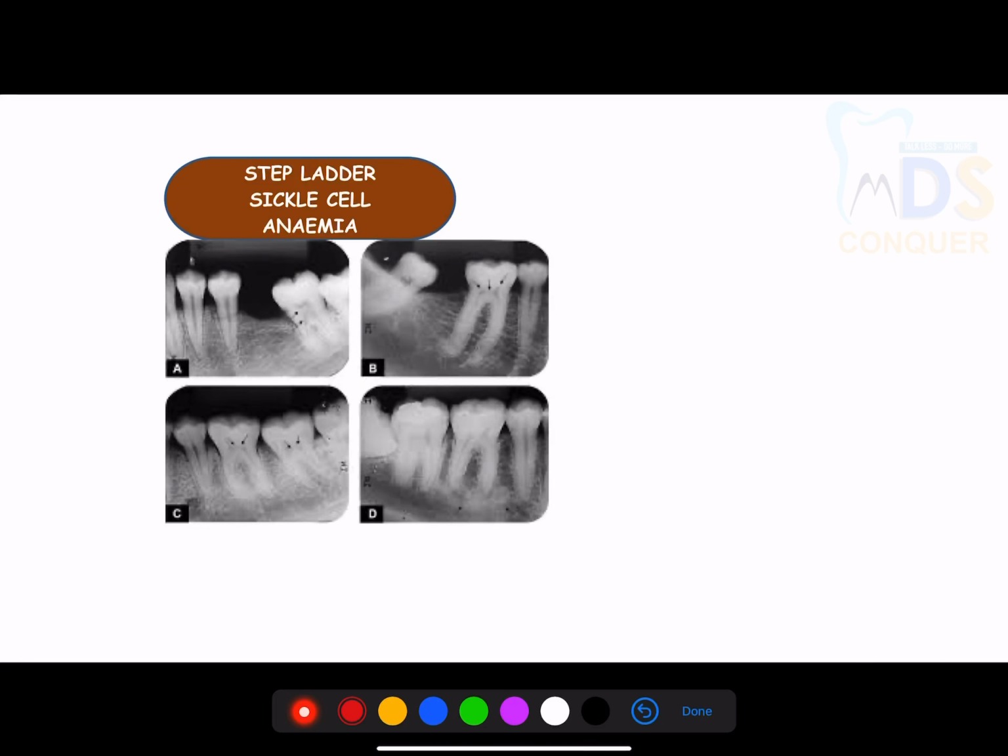Now coming to these IOPAs of sickle cell anemia. In sickle cell anemia you can see the step ladder pattern. You can see here this step ladder pattern on the radiograph. On IOPA, the step ladder pattern is a characteristic feature of sickle cell anemia. It is a very important point.